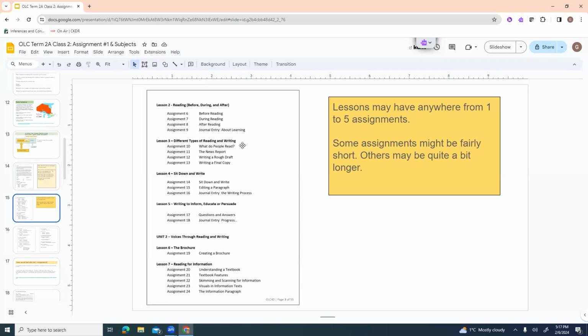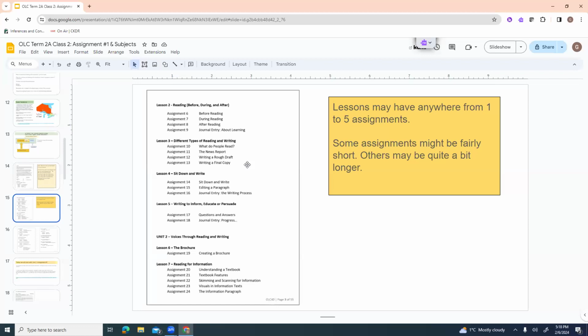Then we start to look in lesson 3 at news reports. We read news reports and try and understand them. And then we also write a news report, do a good copy and a rough copy. That's kind of our biggest writing assignment at that point.